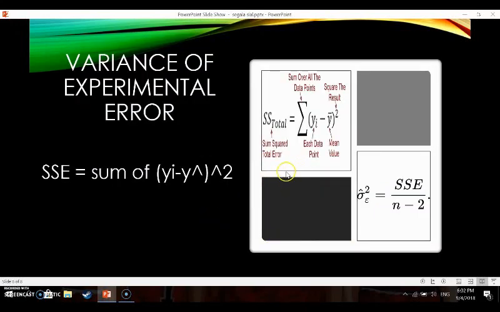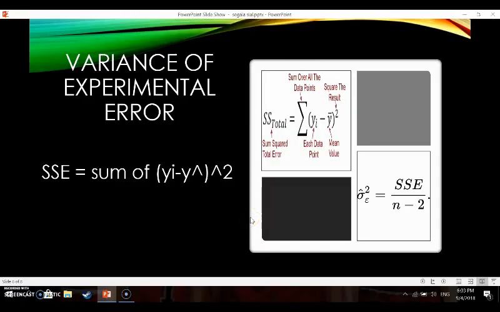Variance of experimental error. The last subtopic for chapter 8 is variance of experimental error. Sum of squared error can be denoted as the sum of y i minus y cap to the power of 2. The image shows the sum of squared total error formulas and the variance of experimental error formula.